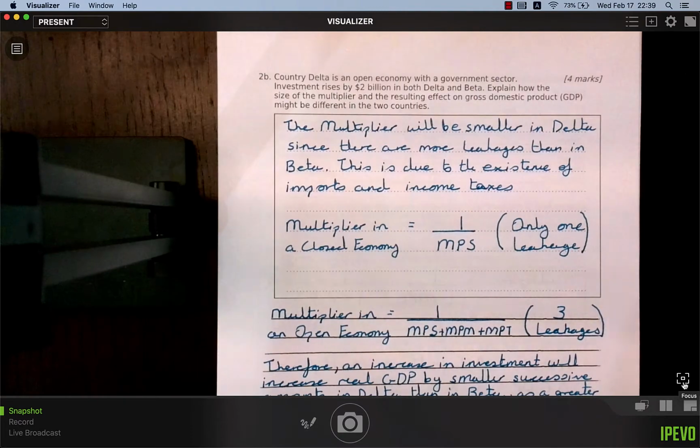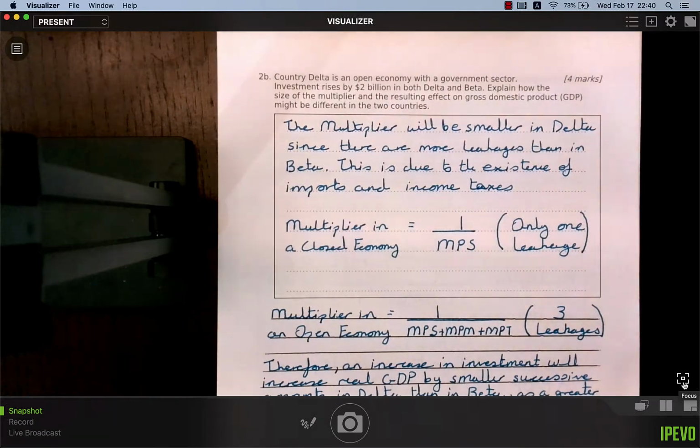Okay, well, what we know is the bottom line for the multiplier using the full formula has 3 leakages. That means the bottom line is going to be bigger, leading to a smaller multiplier. So let's keep that in mind. Because delta has an MPM, which is a leakage, and an MPT, which is another leakage, the multiplier in delta will be smaller, since there are more leakages in delta than there are in beta. This is due to the existence of imports and income taxes.